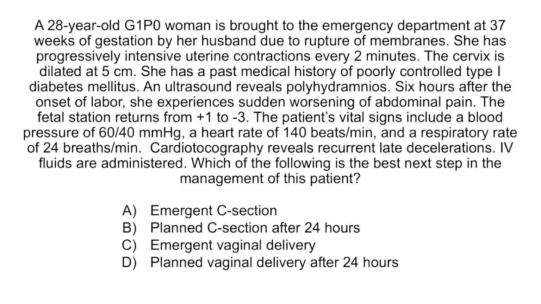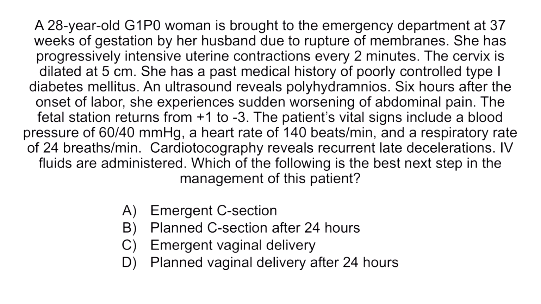A 28-year-old G1P0 woman is brought to the emergency department at 37 weeks of gestation by her husband due to rupture of membranes. She has progressively intensive uterine contractions every 2 minutes. The cervix is dilated at 5 centimeters. She has a past medical history of poorly controlled type 1 diabetes mellitus. An ultrasound reveals polyhydramnios. 6 hours after the onset of labor, she experiences sudden worsening of abdominal pain.